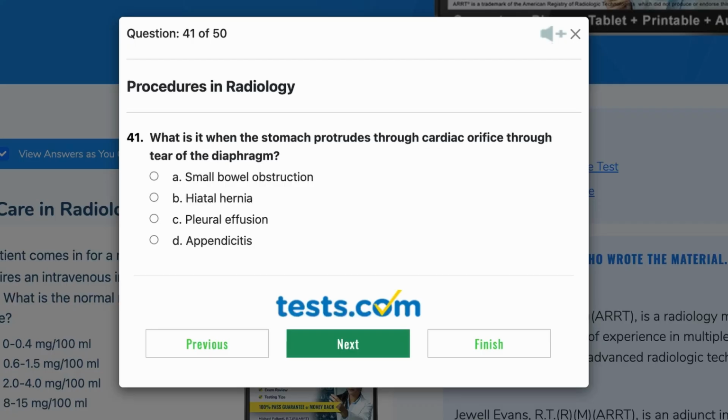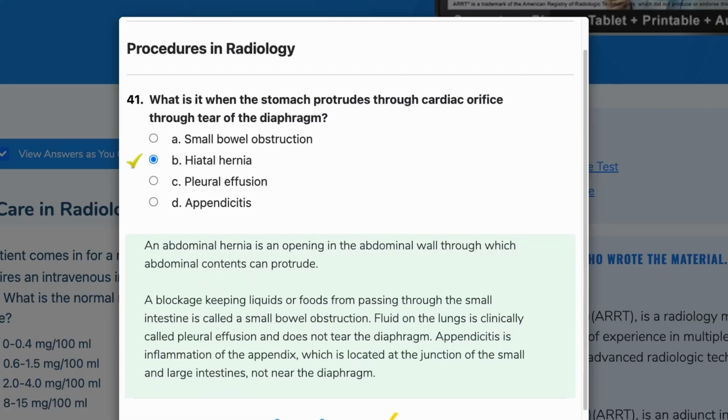Question 41. What is it when the stomach protrudes through cardiac orifice through tear of the diaphragm? A. Small bowel obstruction. B. Hiatal hernia. C. Pleural effusion. D. Appendicitis. B. Hiatal hernia. An abdominal hernia is an opening in the abdominal wall through which abdominal contents can protrude.